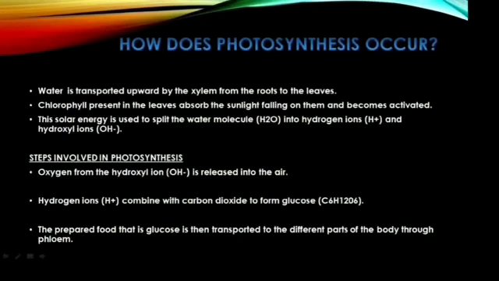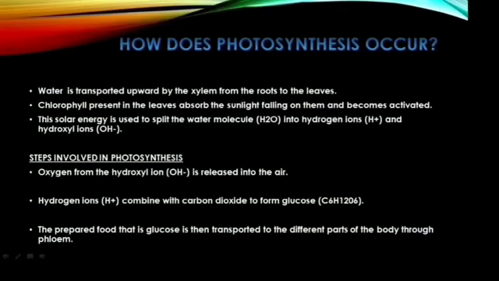Students, now let us understand how the process of photosynthesis is carried out. For the process of photosynthesis, water is transported upward by the xylem vessels, and this water is uniformly distributed everywhere in all the leaves of the plant body. In the leaves, we all know that numerous chloroplasts are present. These chloroplasts contain the pigment chlorophyll, which is responsible for the green appearance of the leaves.